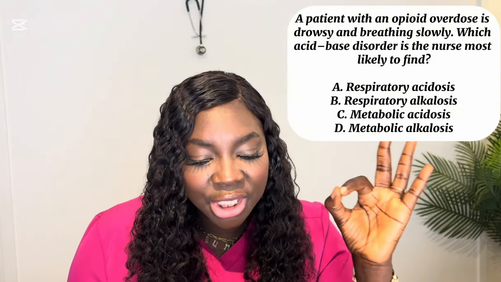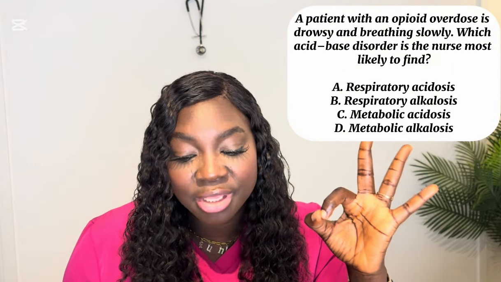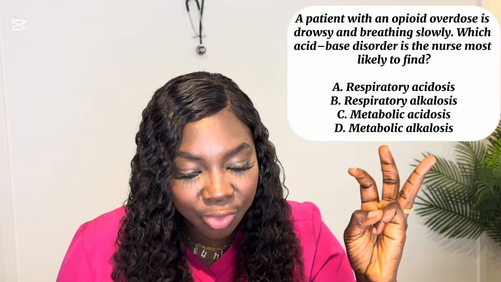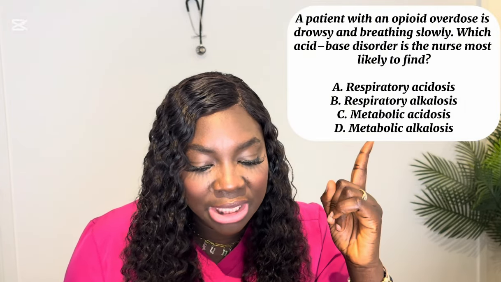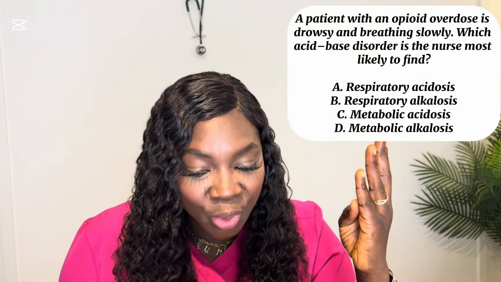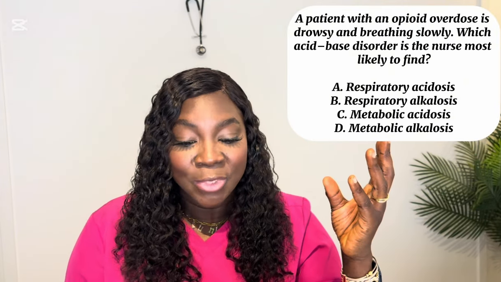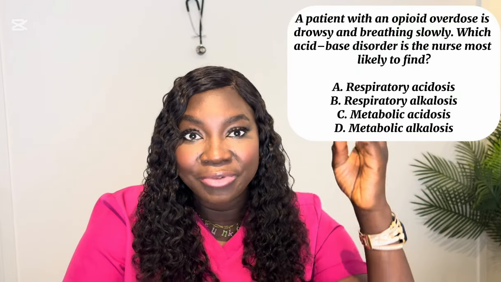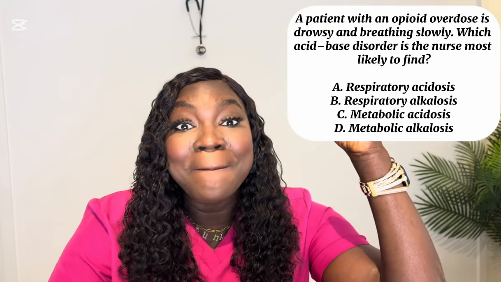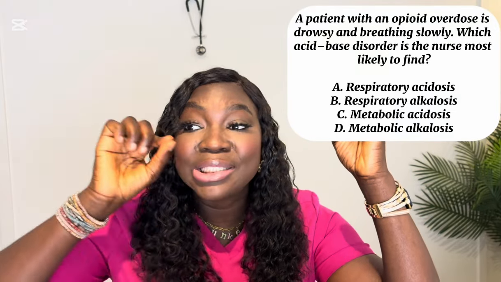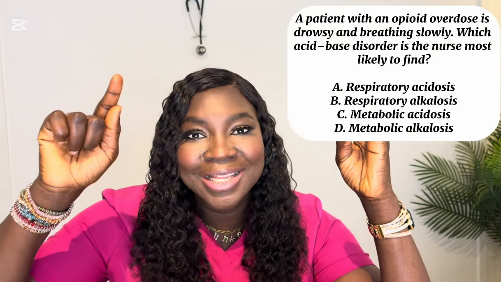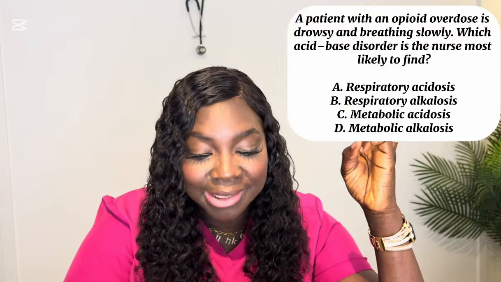Now let's move on. A patient with an opioid overdose is drowsy and breathing slowly. Which acid-base disorder is the nurse most likely to find? Respiratory acidosis, respiratory alkalosis, metabolic acidosis, metabolic alkalosis. I just explained it. The right answer will be respiratory acidosis. You see this? A patient with opioid overdose, remember that those are one of the things I told you will cause respiratory acidosis. Now, drowsy and breathing slowly. I told you anything that will suppress respiratory rate and cause you to breathe slowly will cause respiratory acidosis, and it's confirmed in this question. So the right answer is respiratory acidosis.